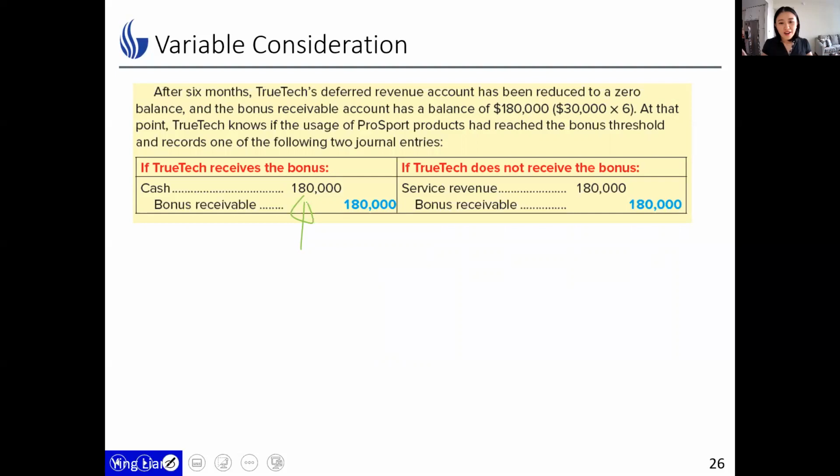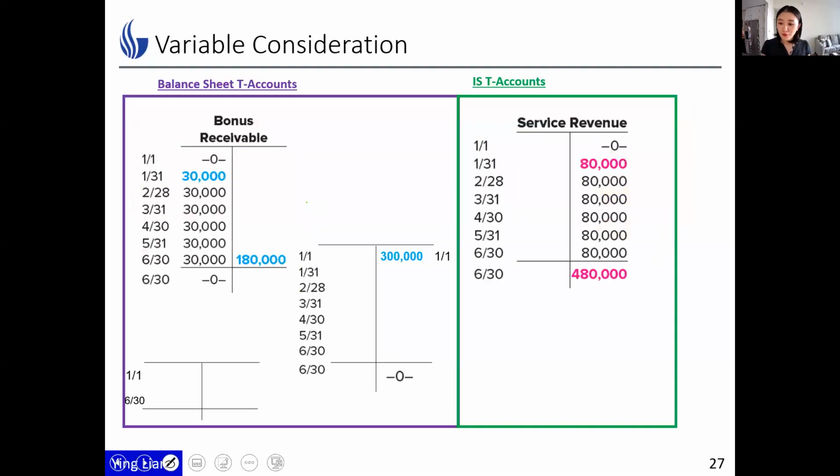What if FoodTech, our company, does not receive the bonus? Well, that sucks, right? And I have to reduce my service revenue because I have booked 480 here, and now I'm not entitled to the total 480. I'm only entitled to 300. So the true amount should be 300. How am I going to do it? Let's go back and take a look.